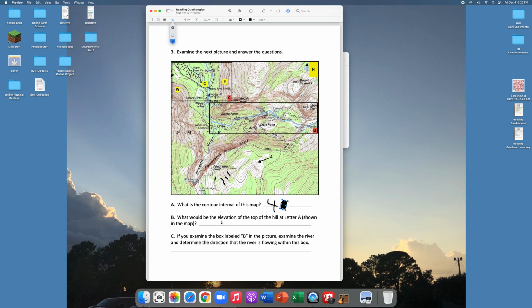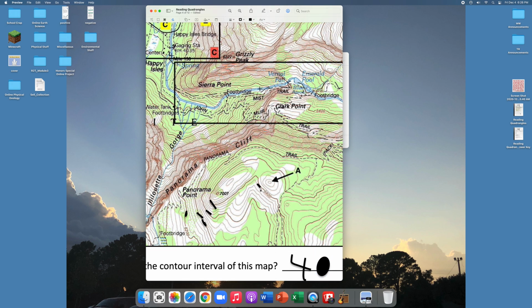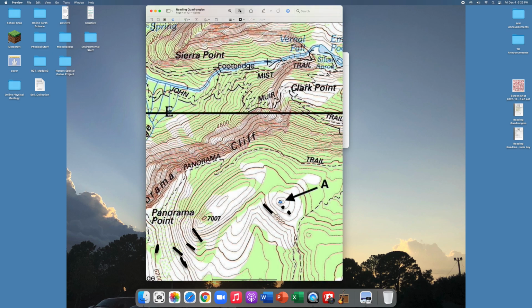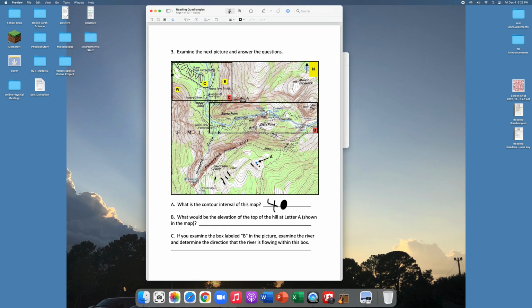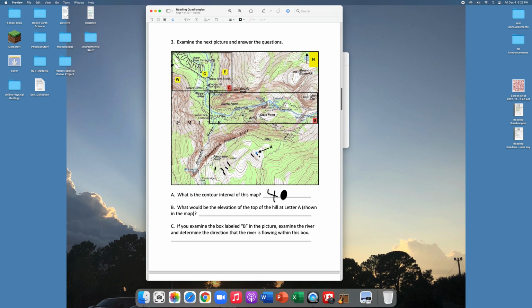What is the elevation of the top of the hill at letter A? So let me zoom in. So that's 6,800, and the contour interval is 40 feet. So you go up by 40. 6,840, 6,880, 6,920. This is 6,960 at the contour line. And then if you want to do one more, a half of a contour interval at 6,970, that would truly be the elevation at the top of the hill. Okay, so I would accept 6,960 or 6,970 for 3B.